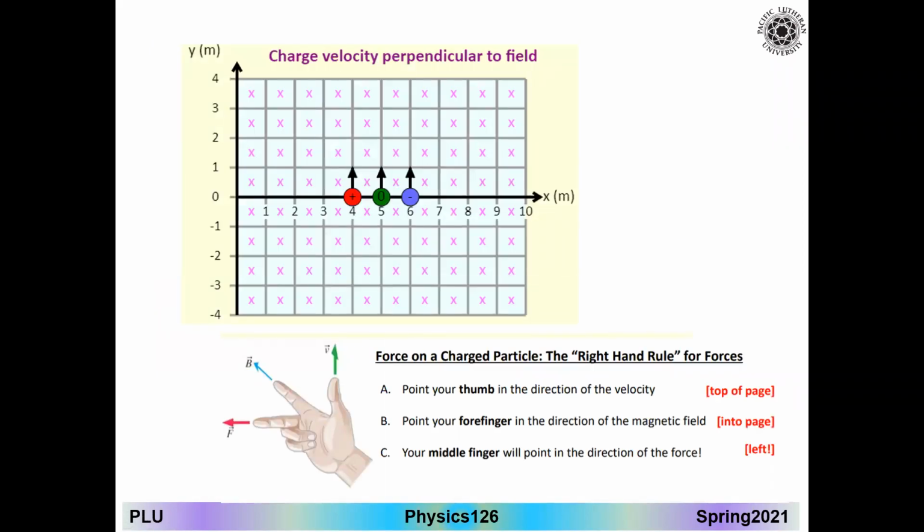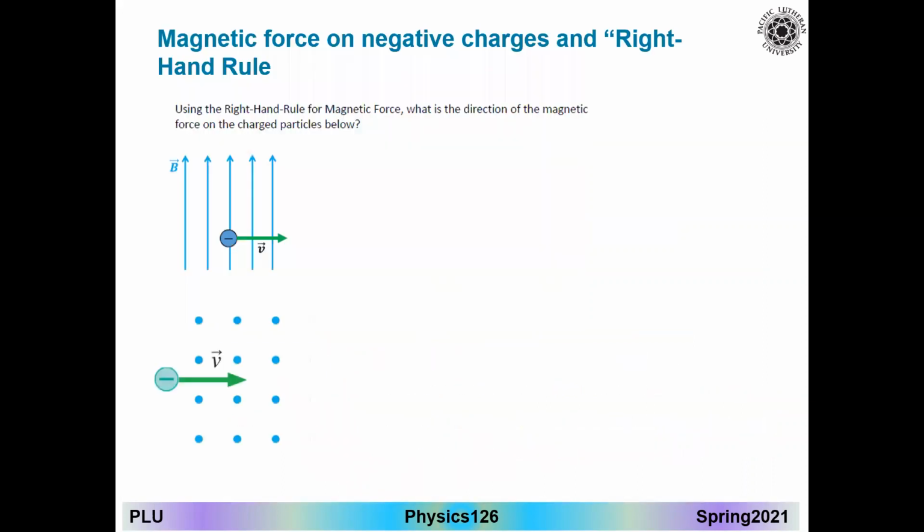Just a quick reminder for the right hand rules: we use our three fingers to identify the direction or the relation between the velocity, the magnetic field and the magnetic force. And the new thing here today is that the right hand rule is applicable for a positive charge.